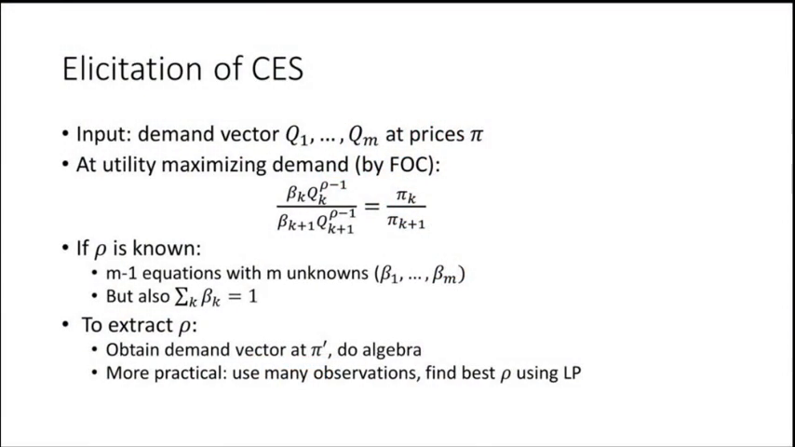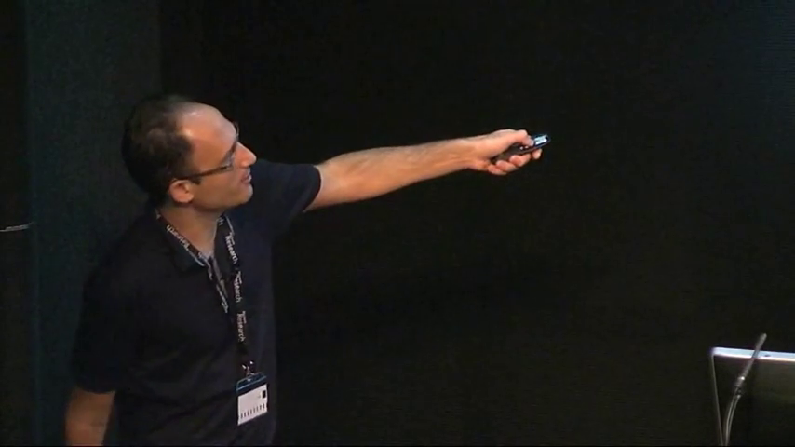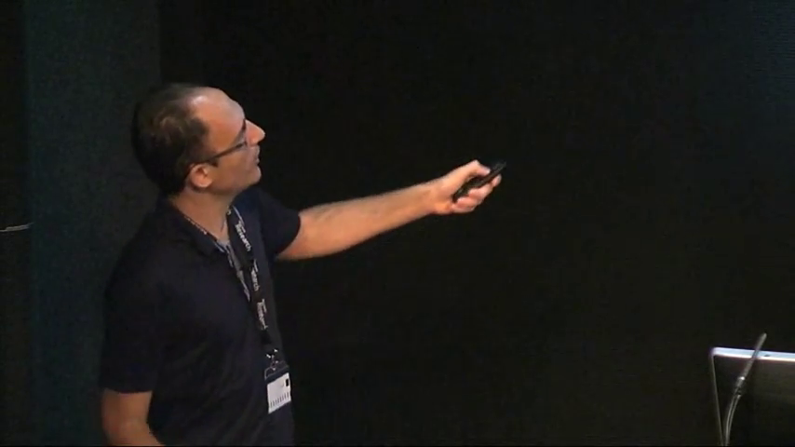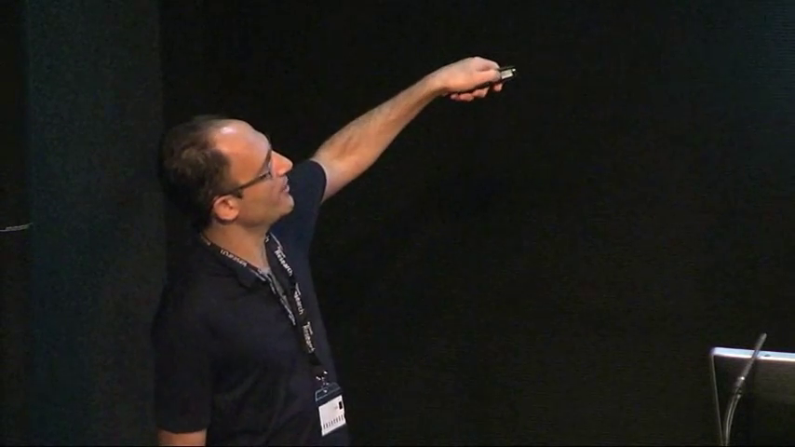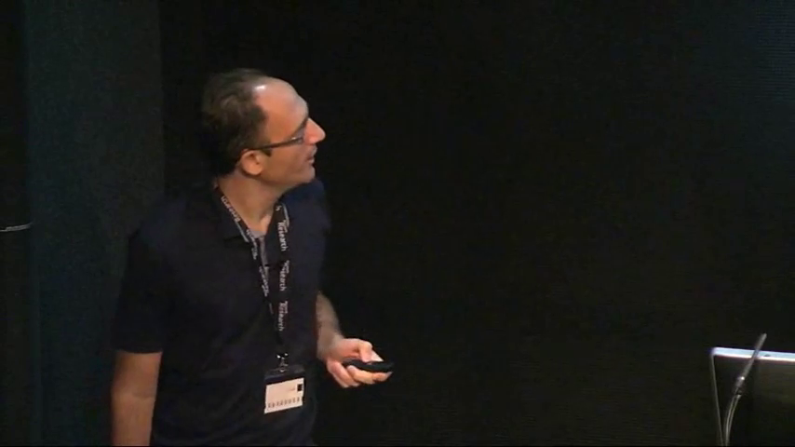But the problem is that we don't know rho, so we need the second observation that I mentioned. Now we have another demand vector over some other prices, pi prime. And pi prime has to be different from pi in at least one coordinate where the utility is not zero. So we can now divide one equation by the other near that coordinate and extract rho out of it. So this tells us that theoretically, at least, with two observations we can extract this constant elasticity of substitution function.